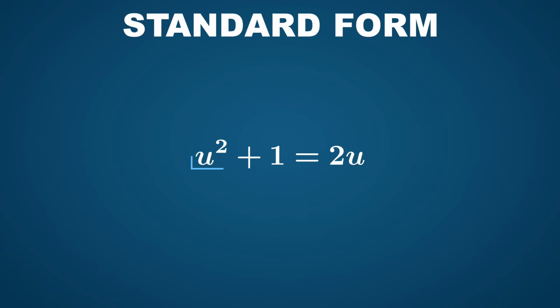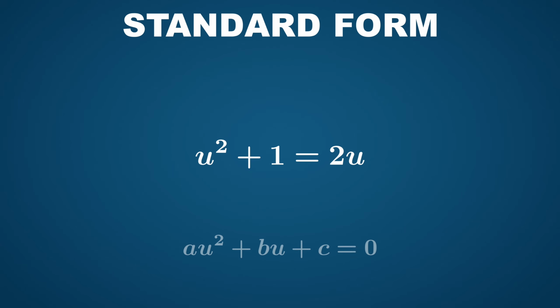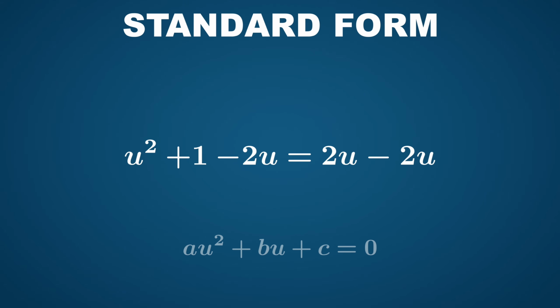This is fundamentally a quadratic equation because the highest power of the variable u is 2. We put the quadratic equation into standard form by moving all terms to one side of the equals sign so the other side equals 0. The standard form of a quadratic equation is a times u squared plus b times u plus c equals 0. We subtract the term 2u from both sides.